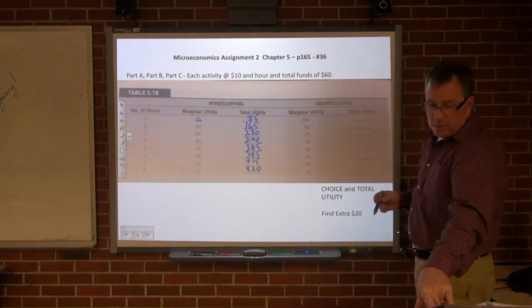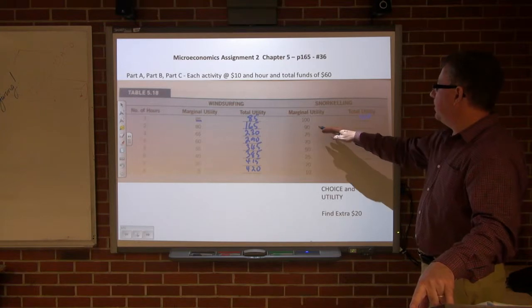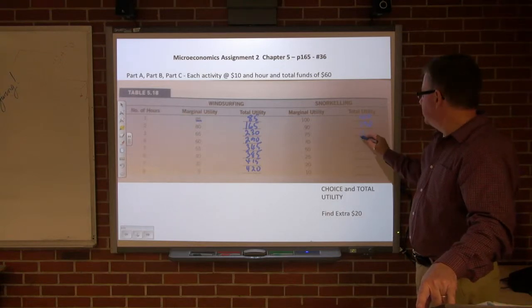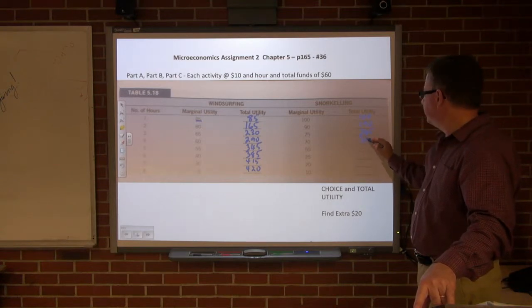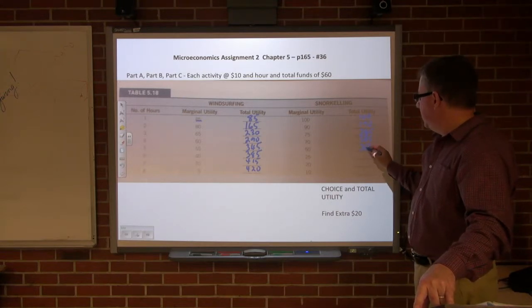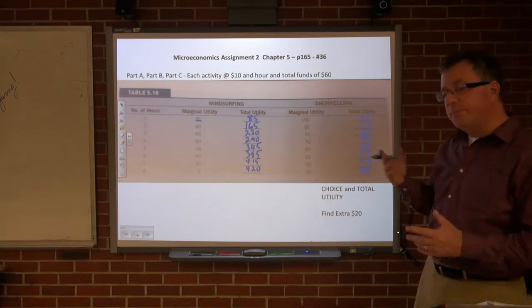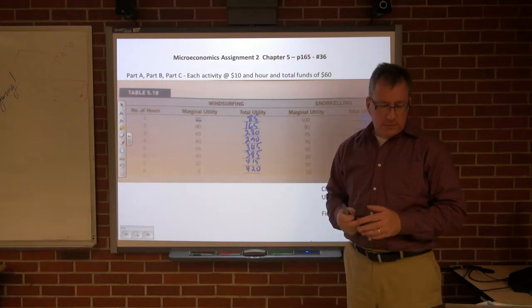We have to do the same thing with snorkeling here. We'll take the totals here. First hour of snorkeling is 100, so our total utility would be 100. Second hour, if we were to do two, is 100 plus 90, 190. And so on. So that's 265, 335, 385, 410, 430, and 440. So our total utility should be pretty easy to find. It's just summing up the marginal utilities as we move along. So that doesn't tell us a lot.